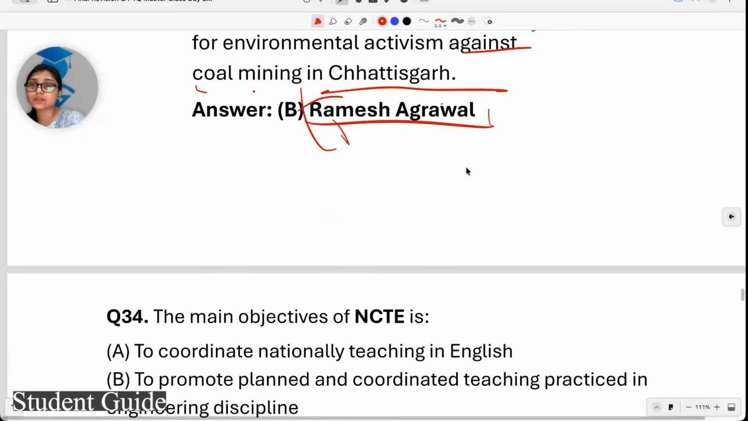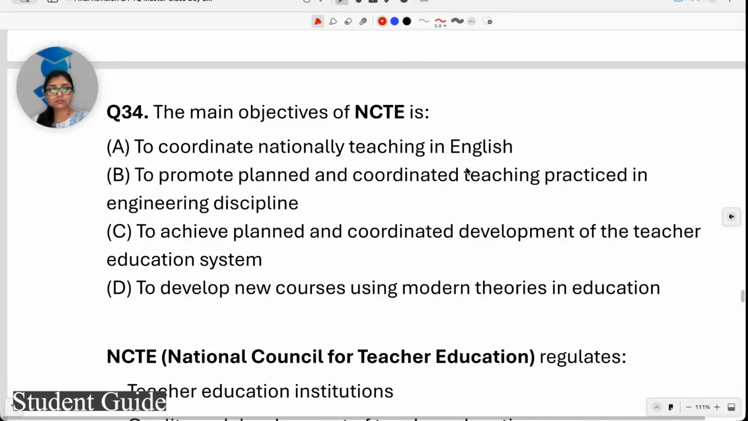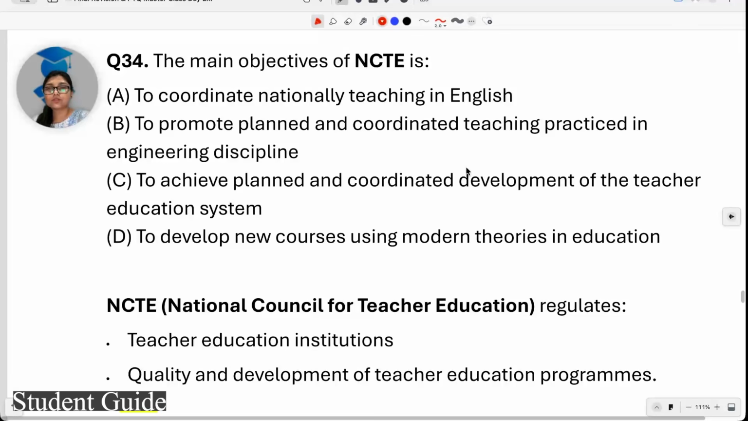Now, quickly moving to the next one. Question number 4 for today's session. The main objectives of NCTE. Okay, NCTE you already know, National Council for Teacher Education. So NCTE's main objective we need to find. So we need to check all of the options. First option is saying to coordinate nationally teaching in English.